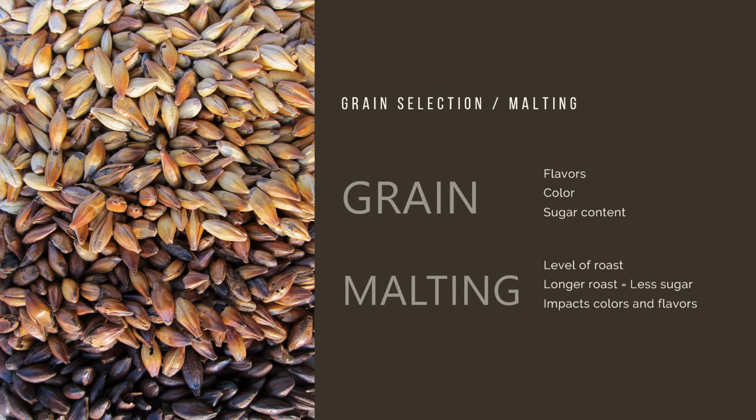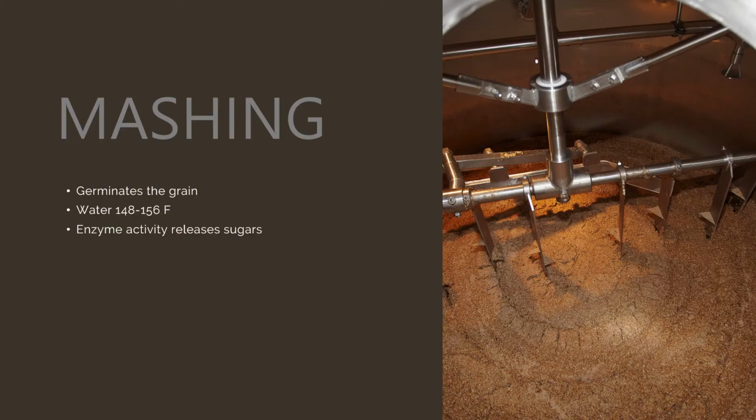So once we have our grain selected and we've malted it, the next thing that happens is mashing. Mashing is a more biological process than it is chemical. I mean, of course, it is chemical because it is biology. So what happens here is after it's malted, the grain is put in some sort of vessel. In this picture, you can see it's a pretty large vessel. And it is mixed with hot water.